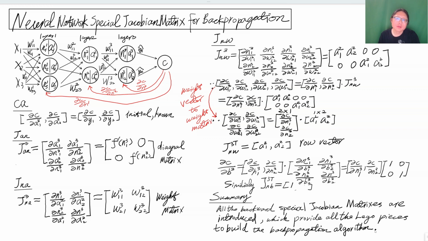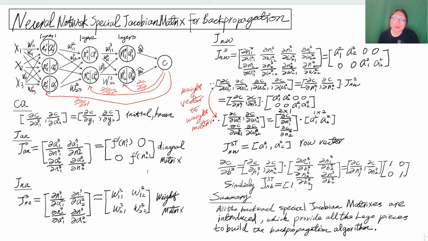At the beginning, I planned to do the backpropagation in one video, but when I prepared the notes, I found it would be very busy, so I will separate it into two. In this one we only talk about the Lego pieces, which are all the special Jacobian matrices for backpropagation. In the next video, I plan to do the notes showing all the forward calculation and the backward calculation.